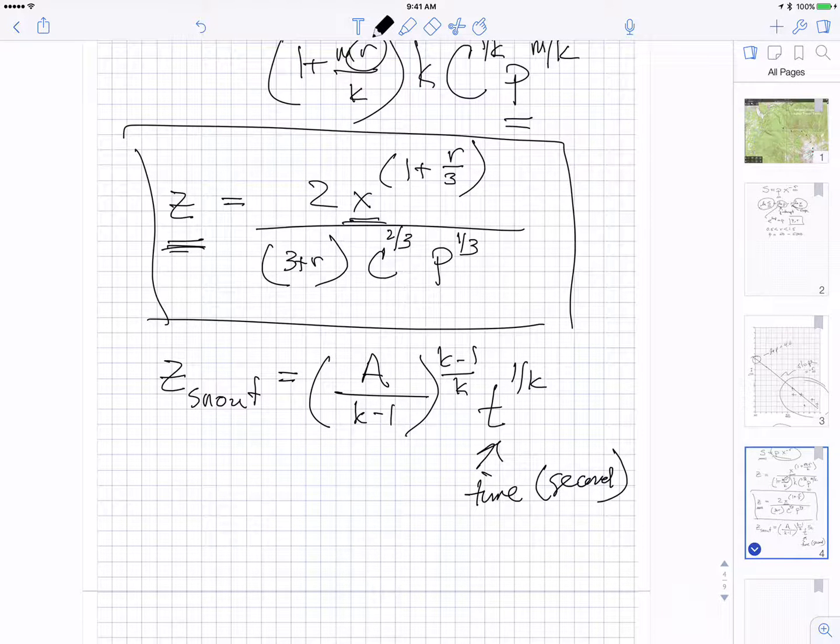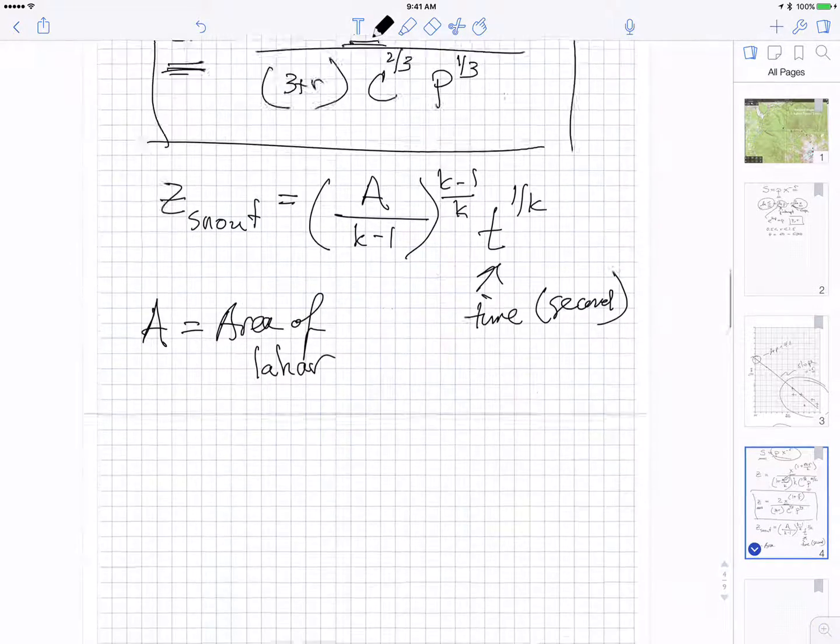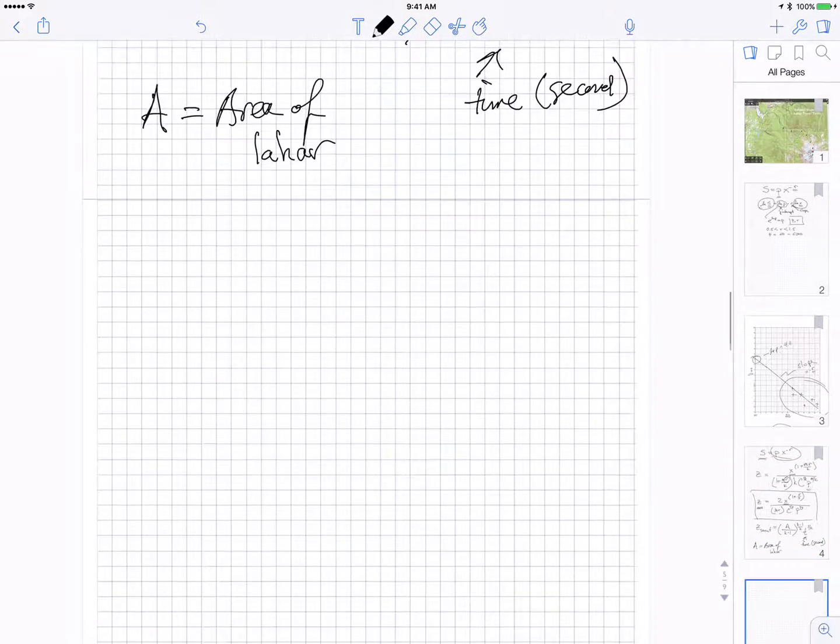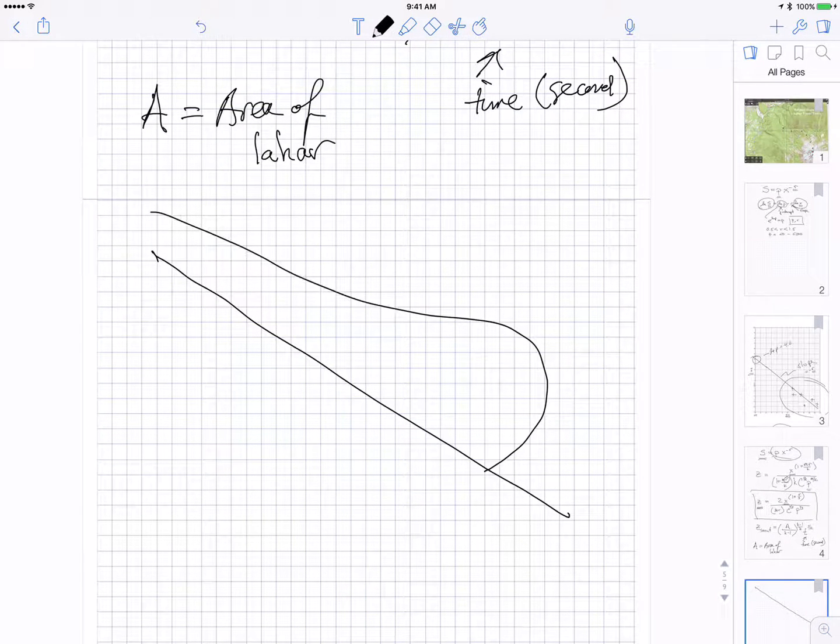And the only other thing here is a, which is called the area of the lahar. And the area of the lahar is sort of a slightly odd parameter. If we have the mountain like this, the lahar will have a shape that looks something like this. It will be tallest up near the front, and we call this the snout. And the area of the lahar is this area. So it's as though we're looking at it from a side view. It's what a side view of the lahar looks like.